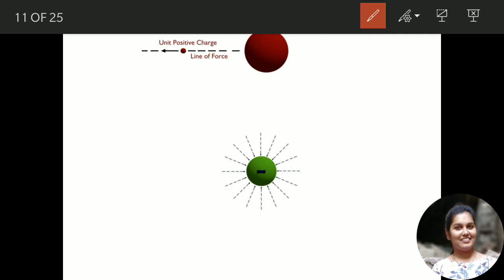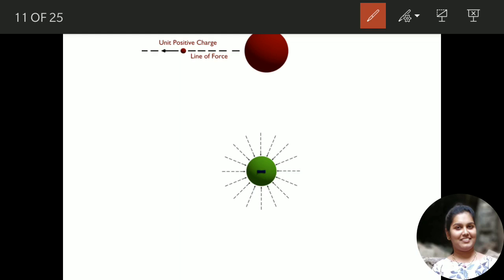In this diagram you can see plus q and a unit positive charge. As the unit positive charge is free to move, it will move away along the straight line joining the center of the unit positive charge and the positive charge. The line along which the unit positive charge moves away from the positive charge is called an electric line of force.